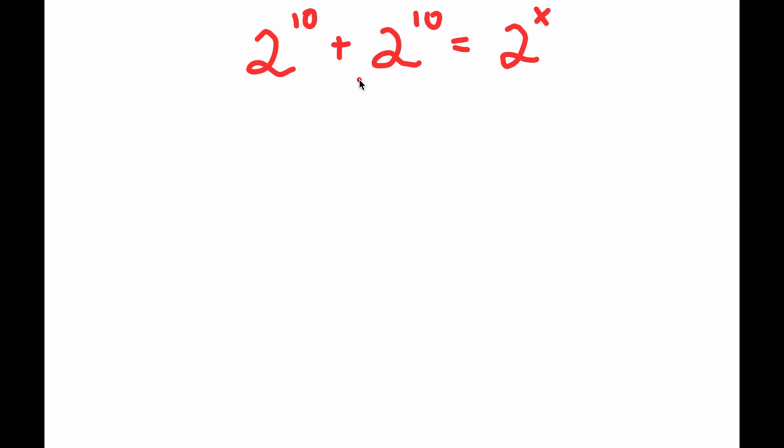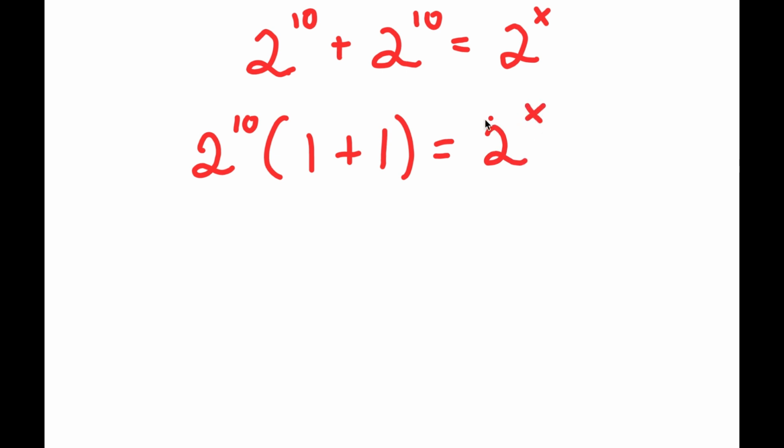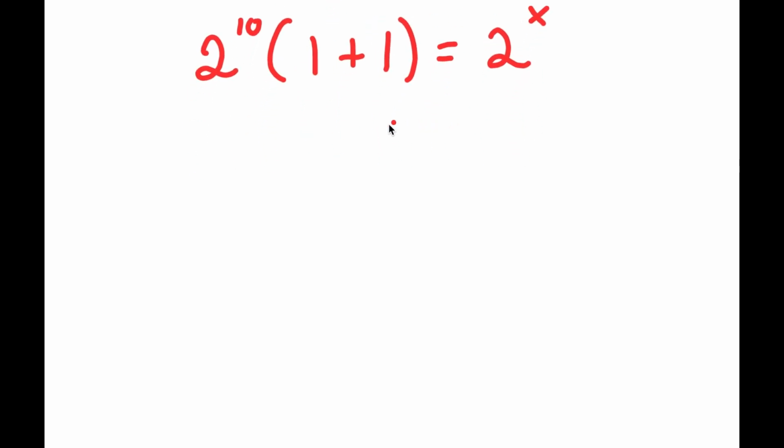Alright, so in this problem, I have 2 to the power of 10 plus 2 to the power of 10 is equal to 2 to the power of x. So to solve this, I'm going to factor out 2 to the power of 10. So I get 2 to the power of 10 times 1 plus 1 is equal to 2 to the power of x. And 1 plus 1, that's equal to 2. So I get 2 to the power of 10 times 2 is equal to 2 to the power of x.